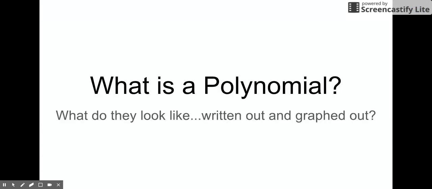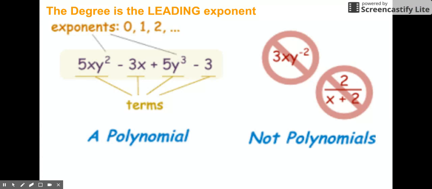What is a polynomial? What do they look like? Written out as an equation and then graphed in a picture. What is a polynomial? Well, the polynomial is just an expression that has numbers, letters, and it could have powers as well. So the degree of the polynomial is simply the exponent, and it's the leader. So the one that is the highest, and usually it's in the front. So for example, here, this is an exponent of 2, this is an exponent of 3, so the degree would be the 3 because it's bigger. It's the biggest exponent there is.